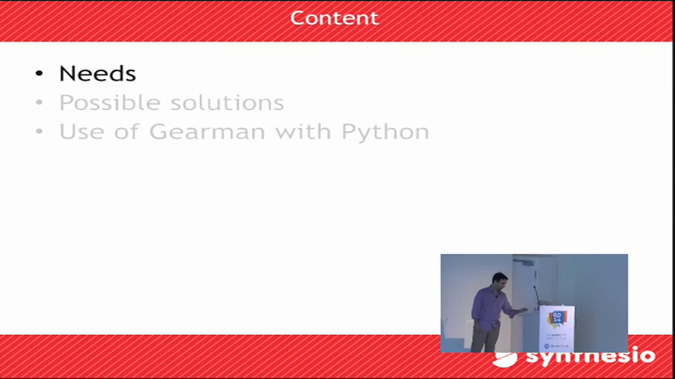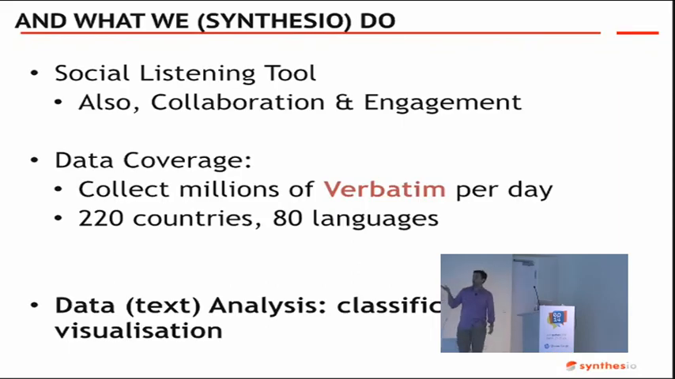Starting with the needs, first of all, what is Synthesio? We are a social listening tool that also does collaboration and engagement, but in short, it means that we collect through crawlers everything that is happening on social media, be it Facebook, Twitter, obviously everybody knows, but also all the blogs, all the forums. We go to newspapers also, so the more traditional media. We go through pages of people, like a lot of companies nowadays have their own blogs, and all the comments that are made on these blogs also.